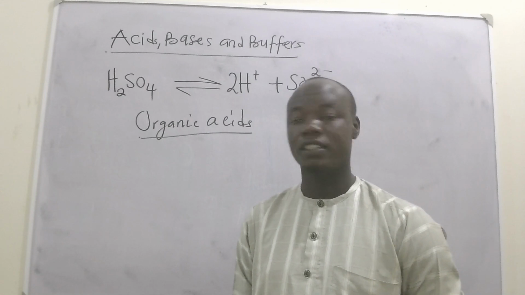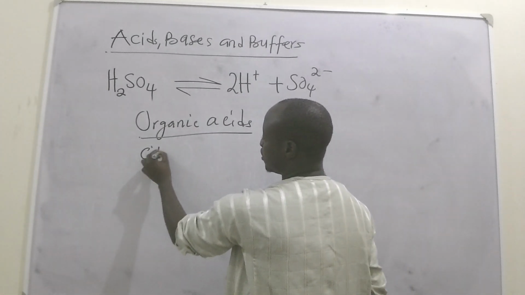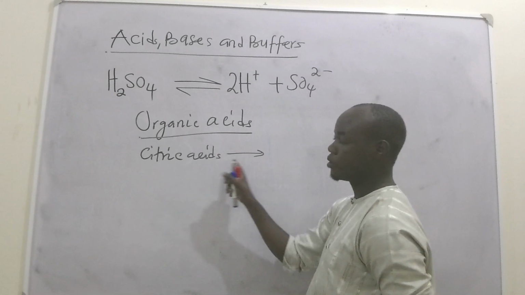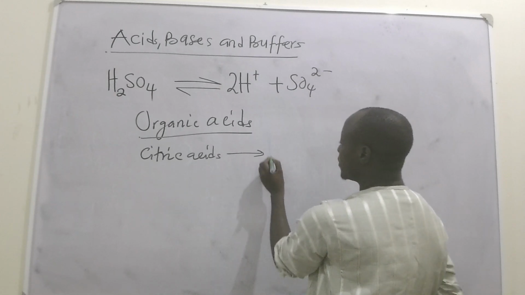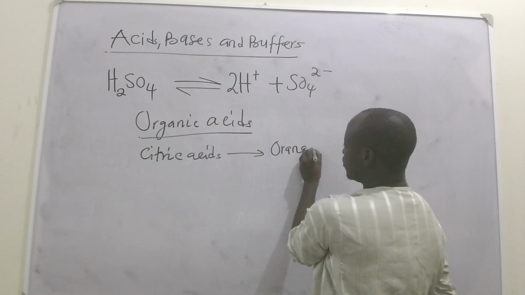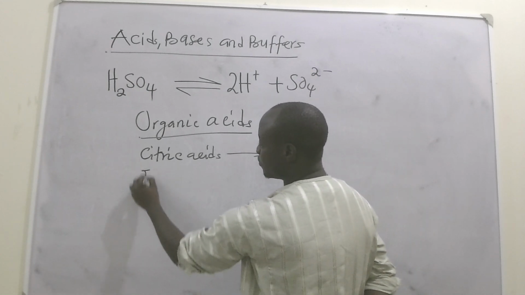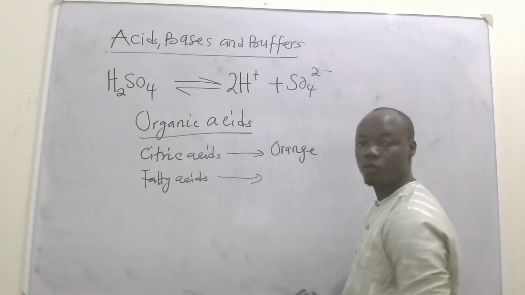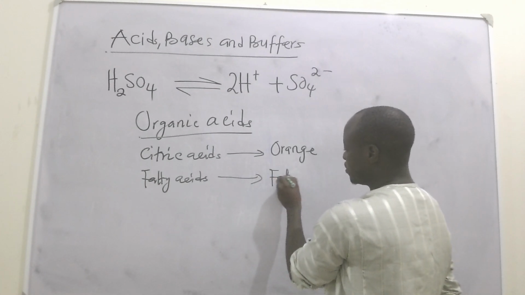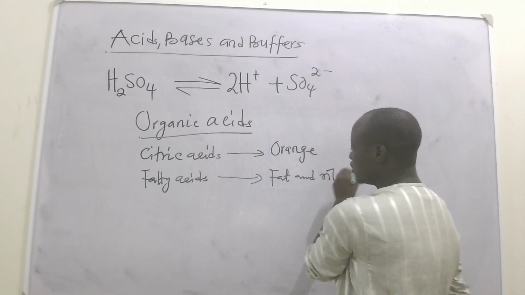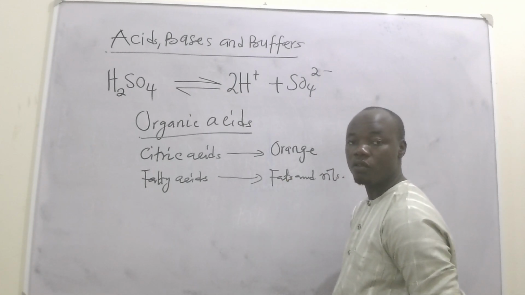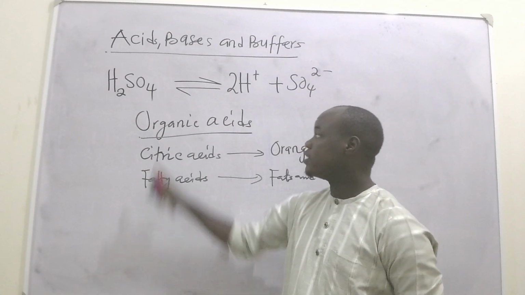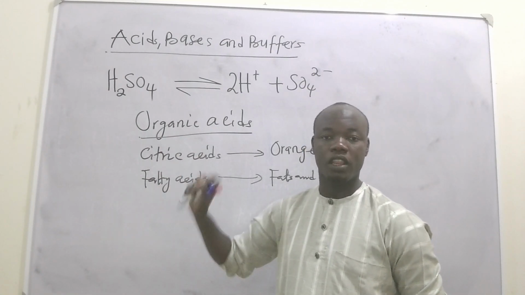Examples of organic acids: citric acid is obtained from orange. And we have fatty acids, which are obtained from fat and oil. Then we also have tartaric acids. We have so many of them. That is one of the types of acid based on their origin.